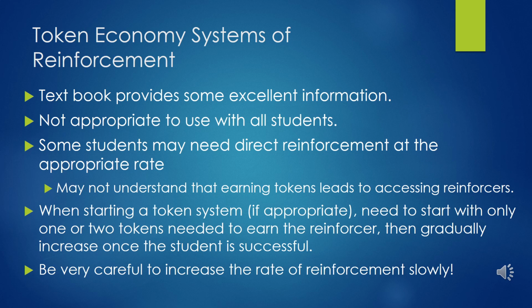When you are starting a token system, if it is appropriate for your learner, you need to start with only 1 or 2 tokens needed to earn the reinforcer, then gradually increase once the student is successful. We want to be very careful to increase the rate of reinforcement slowly. Again, every student is different, but for the most part, you want to teach them how to use the system with success at first. We don't want to be taking tokens away for problem behavior. You basically want to catch them being good, deliver the token, and really quickly then those tokens earn some reinforcement, and that teaches them the system. And then once they're successful, we can increase the number of tokens they need to earn.